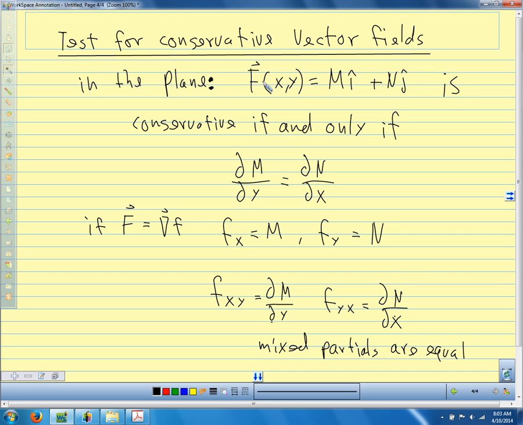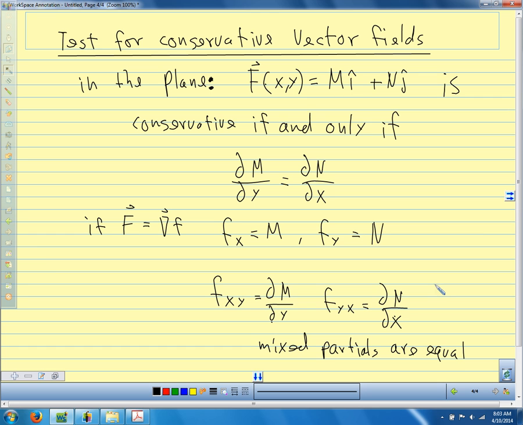So if this comes from a potential function, these are our mixed partials, and they would be equal. So already, just in the very first section of chapter 15, we've talked about vector fields, we talked about the gradient, and now we're talking about partial derivatives and mixed partials. So we've got chapter 12 and chapter 13 already mixed together here in the first part of chapter 15.